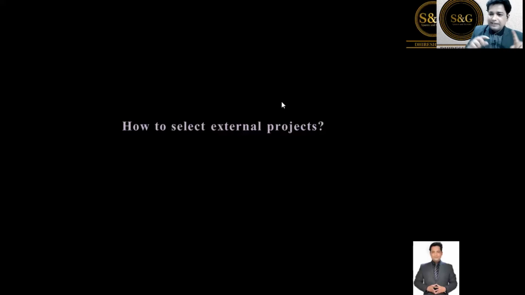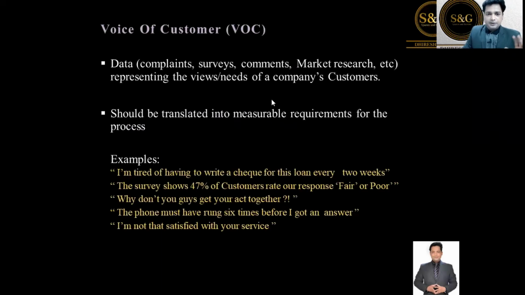Two types of projects. One is external project selection and one is internal project selection. Now, external project selection, as the name suggests, comes from the customer or the market. Okay. Let's talk about the source of external project selection, and the journey starts with voice of customer. Voice of customer is nothing but the data representing the views or the needs of the company's customers.